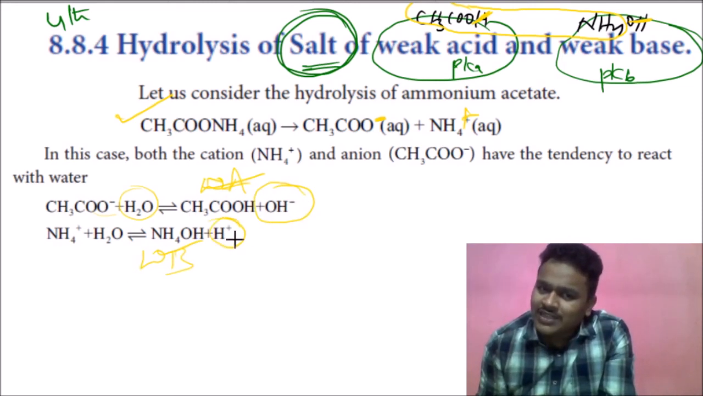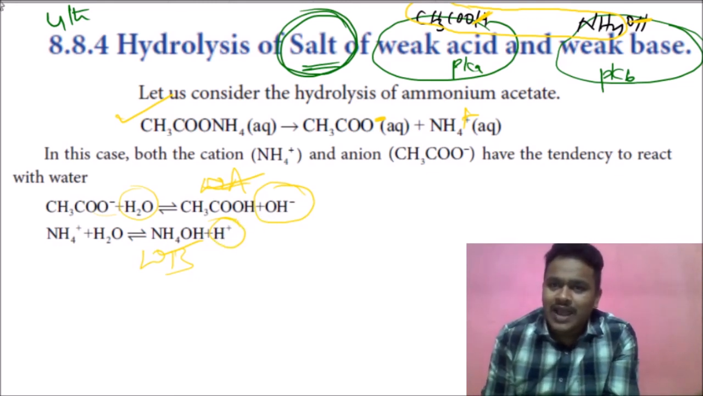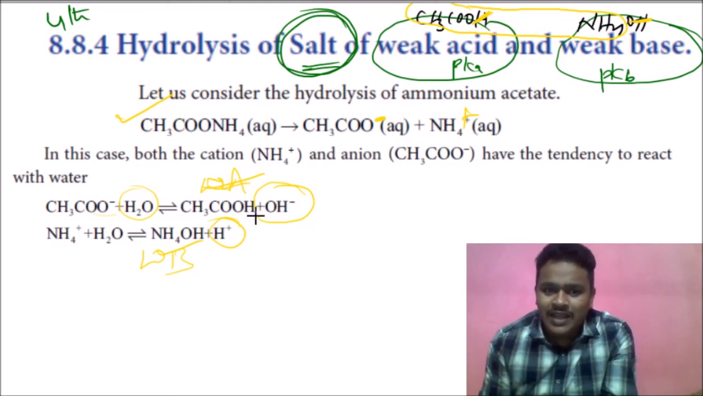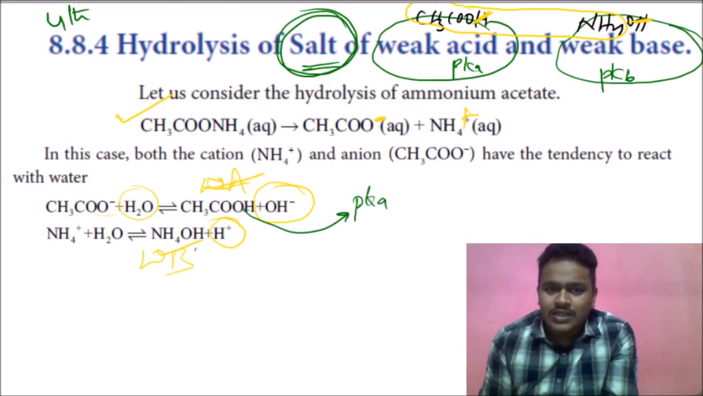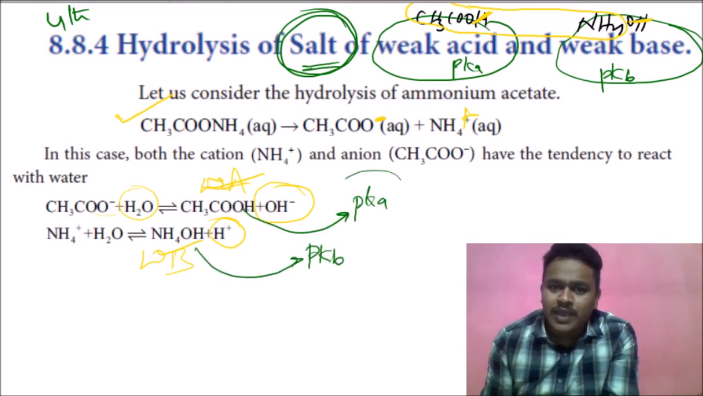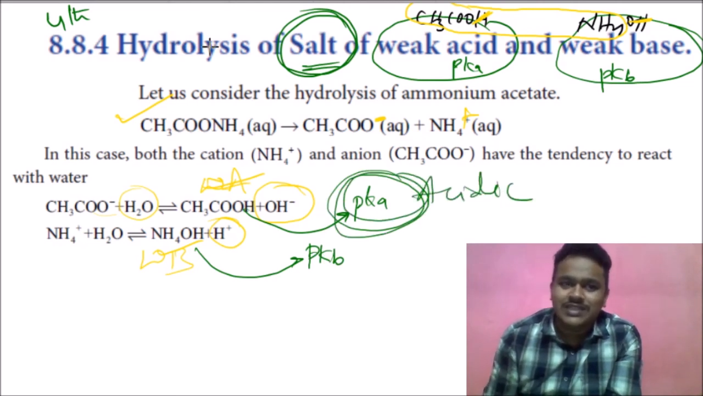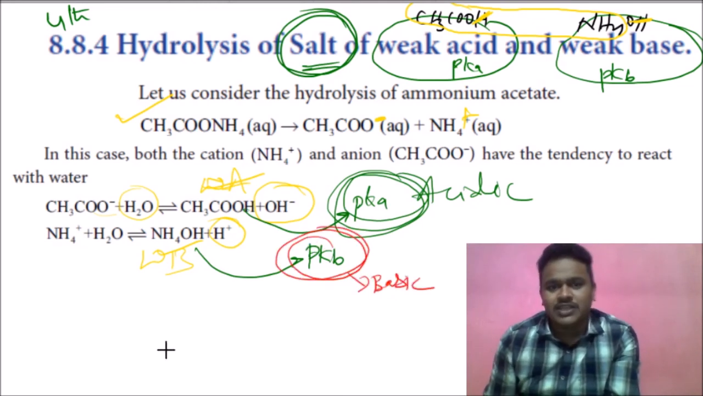We cannot decide which has more concentration. So at that time, who will decide? As I said, this weak acid contains a pKa value, this weak base contains a pKb value. If the pKa value is more, the resultant solution is acidic in nature. If the pKb value is more, the resultant solution will be basic in nature.